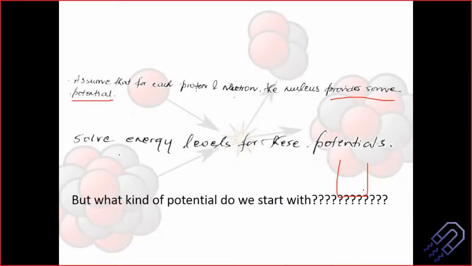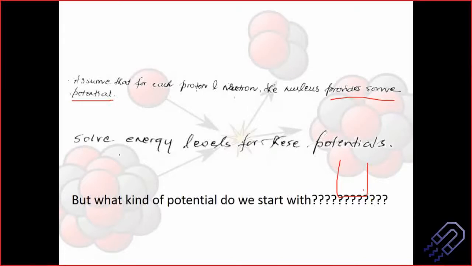But the square well potential that I'm talking about is not the only kind of potential. There are different kinds of potential. The harmonic oscillator problem is there and so on. So the question is, what kind of potential do we start with? That is the question. Try to understand this.